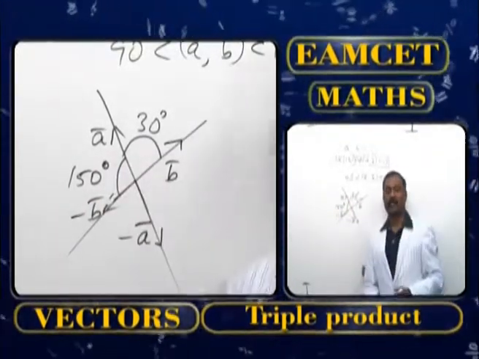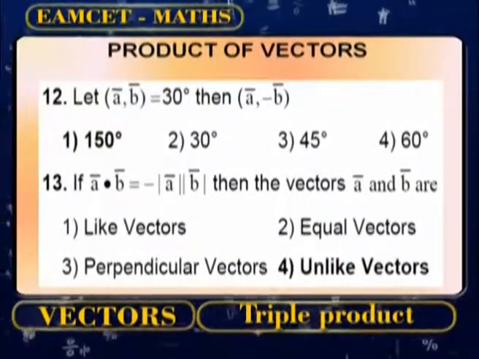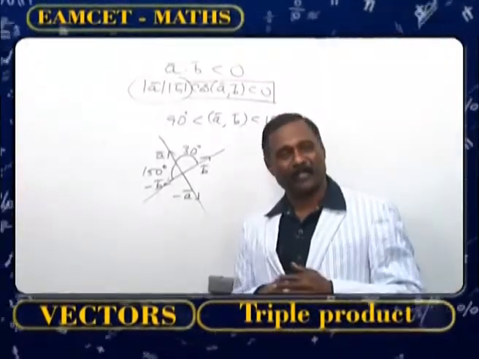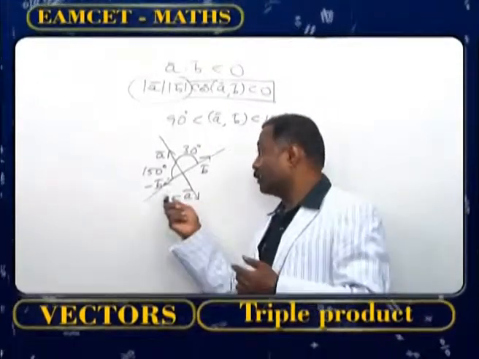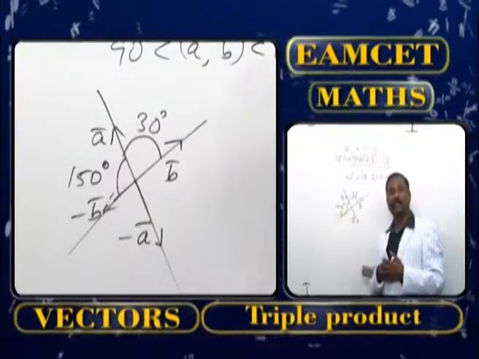So the option is very clear, it is 150 degrees. You understand this? This is an acute angle. The other one will obviously be an obtuse angle. To show that, we have taken A bar minus B bar or minus A bar B bar. Both are 150 degrees only.